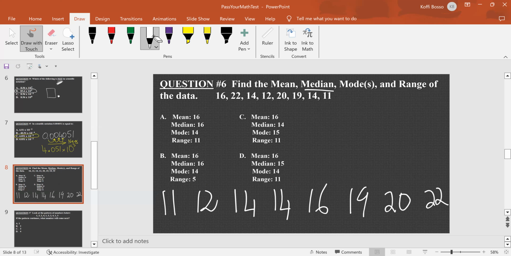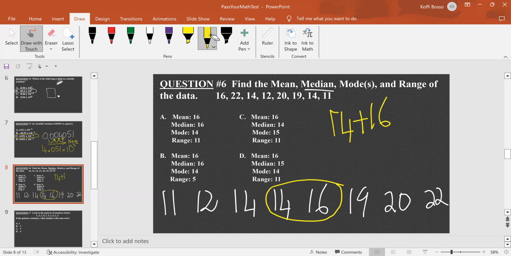Okay, when you put the numbers in order from the lowest to the highest, you're going to take the middle one, which is going to be the median. But here, you will see that we have 2 middle numbers, because we have 8 numbers in the list. So we have two middle numbers, which are what? 14 and 16. If you have two middle numbers, what you do is add the two numbers. So you're going to add 14 to 16, okay, to get 30.